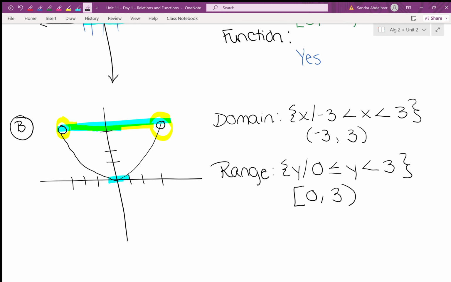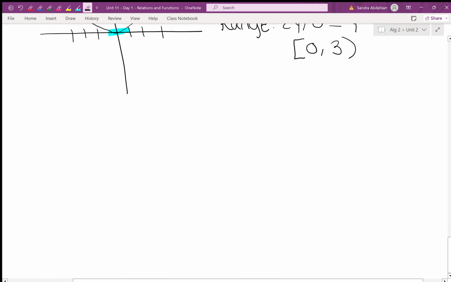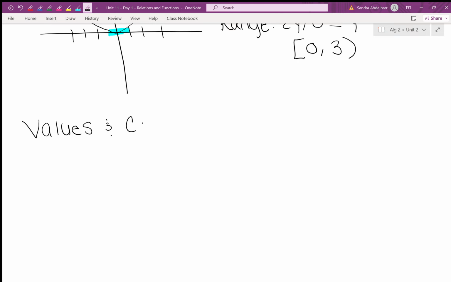Okay, so that's the end of that. Let's talk about values and composition of functions. This is where we can get tedious with things. Values and composition of functions.